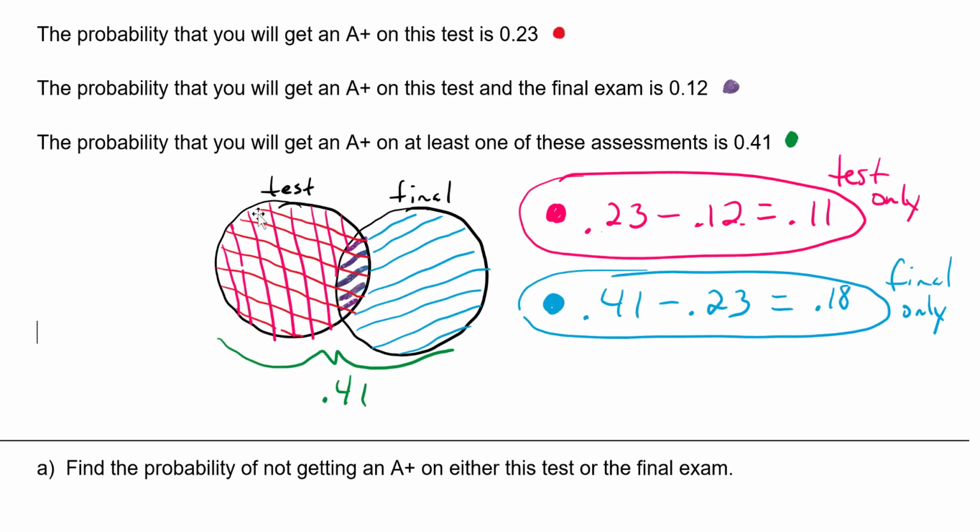Okay? All right, cool. So once you have this on there, now the 3 questions are actually going to be pretty easy. So let's go and take a look at the first question here. It says find the probability of not getting an A plus on either this test or the final.